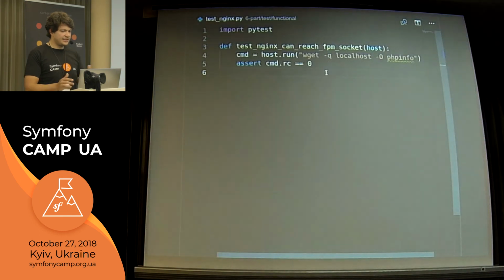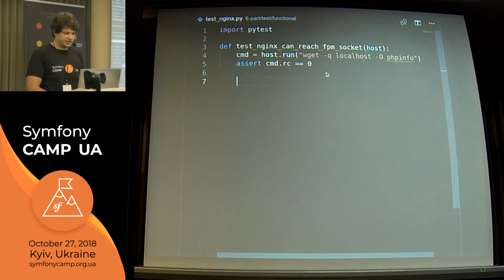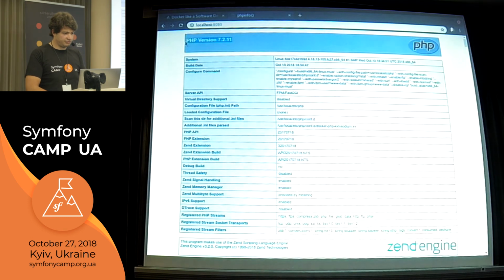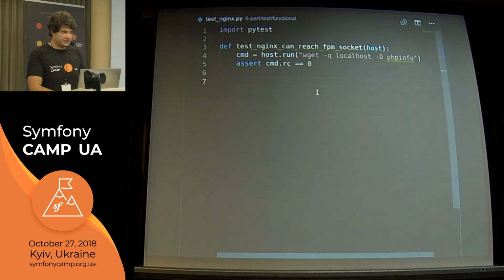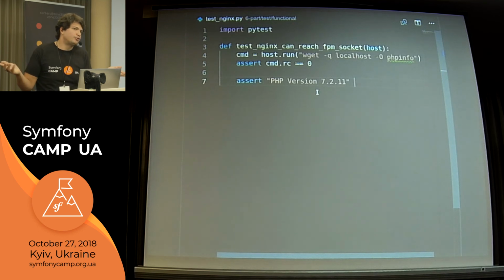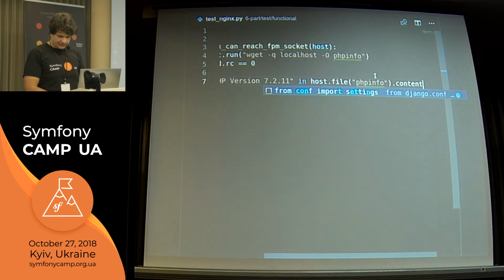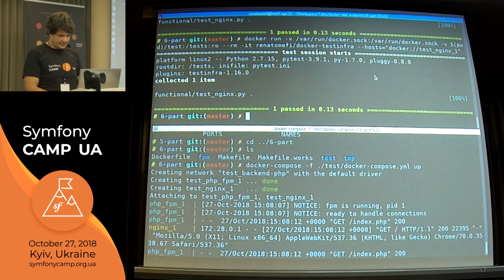So this means basically it's outputting the PHP info to the file that we had before, but we want to make sure, for instance, currently we have PHP 7.2. Let's just make sure this content is in there, right? So we are going to do the same, assert, PHP version 7.2.11. This is not the test you're going to do in your real life, of course. You have better things to test. But to make it easy here, and then we can do a host.file. We have said the file is PHP info, right, from the output from the wget. And then we just say content. I think so. Let's run that.